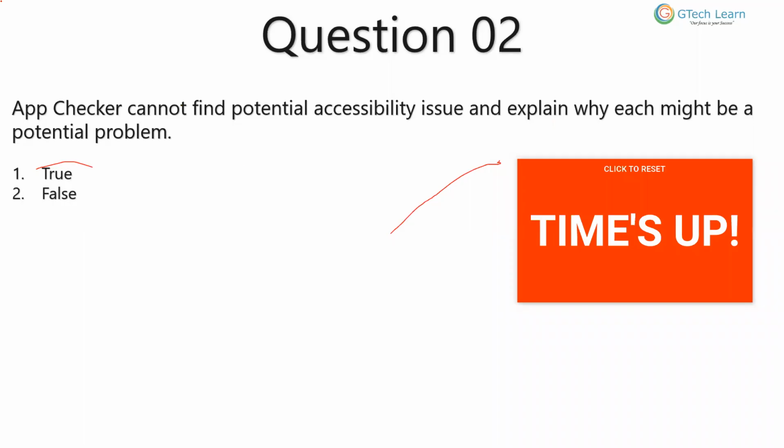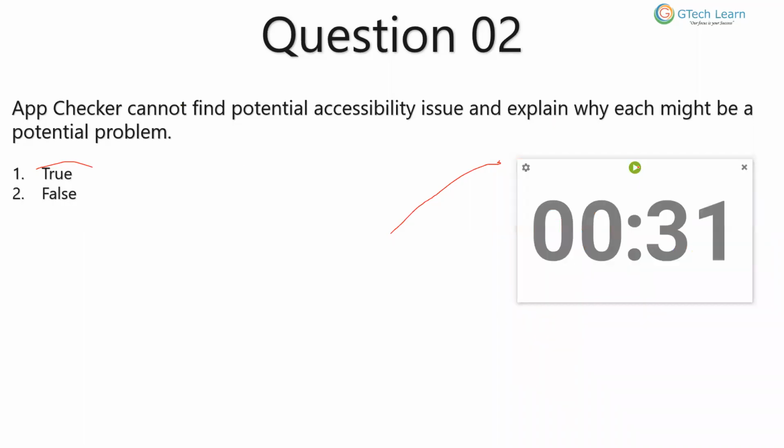Okay, so the correct answer for that one is going to be false, because we utilize the app checker only for the situation where it checks my full app and gives me the potential errors and also tells me why each error is present. So this is the specific option we are selecting. So the statement is false.